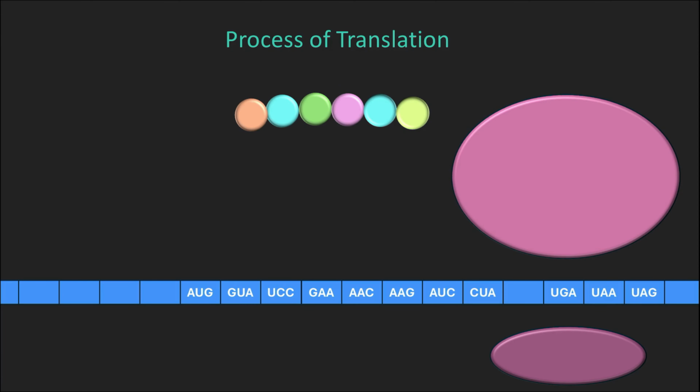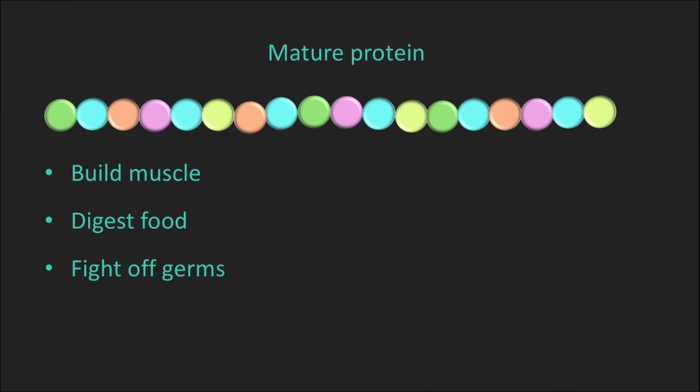But wait, we have still not made a protein. We have just made a peptide, right? A short chain of amino acids. To become a full-fledged protein, it needs to merge with other peptides. Only then can it go off and do big things like build muscle, digest food, or fight off germs. And with that, we end the story of translation.